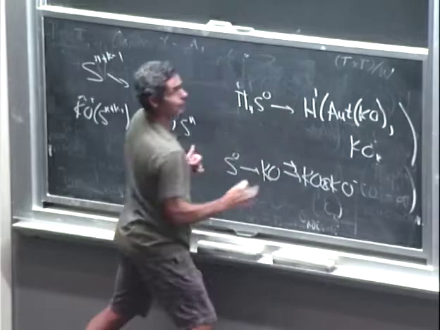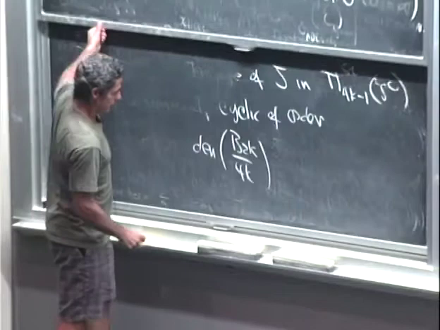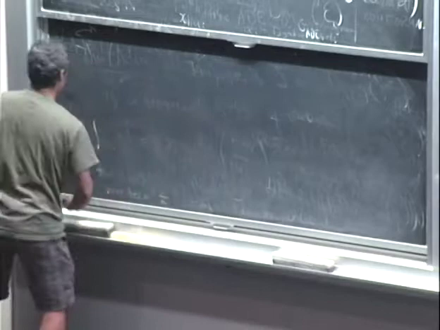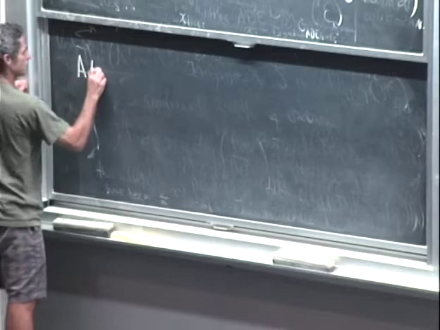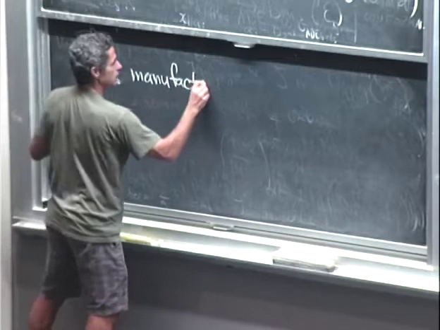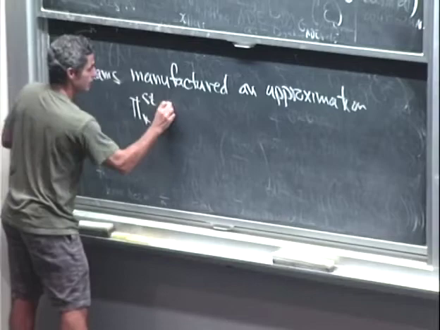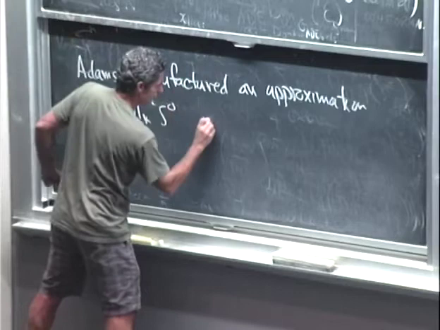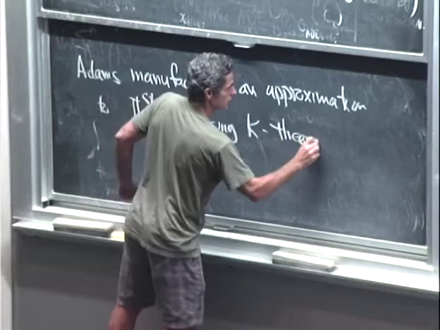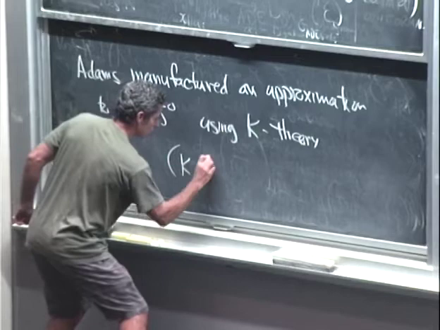So in other words, Adams manufactured an approximation to the homotopy groups of spheres, or to homotopy theory, using K theory, or KO theory, and we now call that K-local homotopy theory.